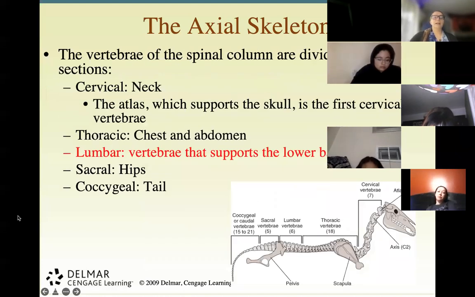Now, this is just going over again what I was saying, that we do divide these into 5 different sections, cervical being the neck, thoracic being the chest, lumbar, we know that's the lower back, sacral is more of the hips, and coccygeal is the tail.